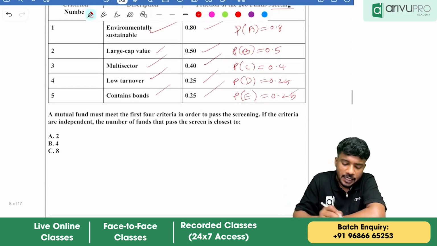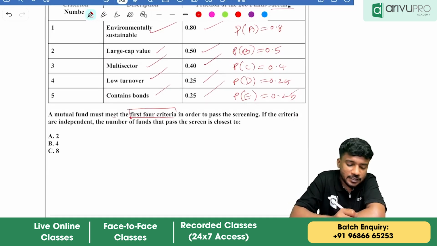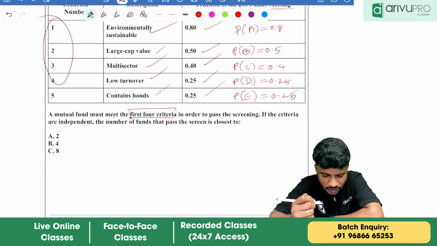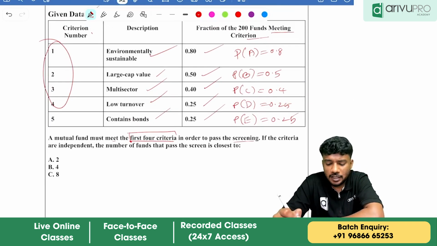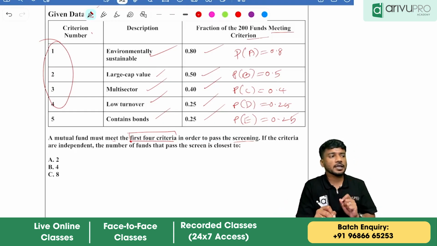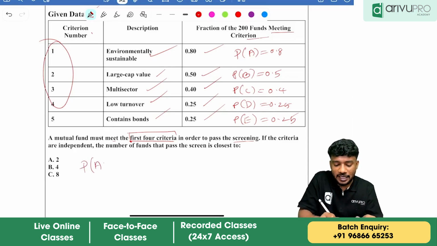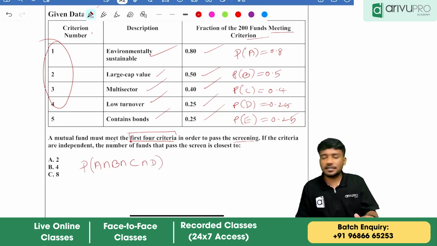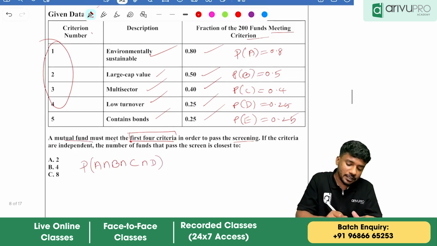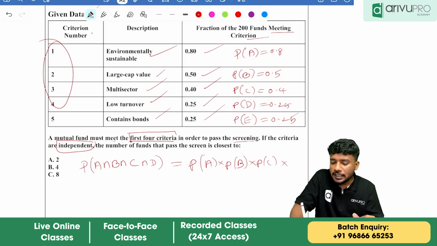Now the question is, a mutual fund must meet the first 4 criteria. So we should only consider the first 4 in order to meet the screening. If the criteria are independent, meeting the first 4 means P of A intersection B intersection C intersection D. Since they are independent, the probability will be P of A into P of B into P of C into P of D.